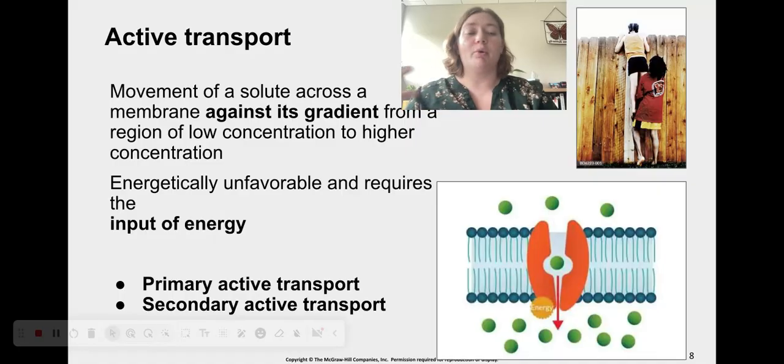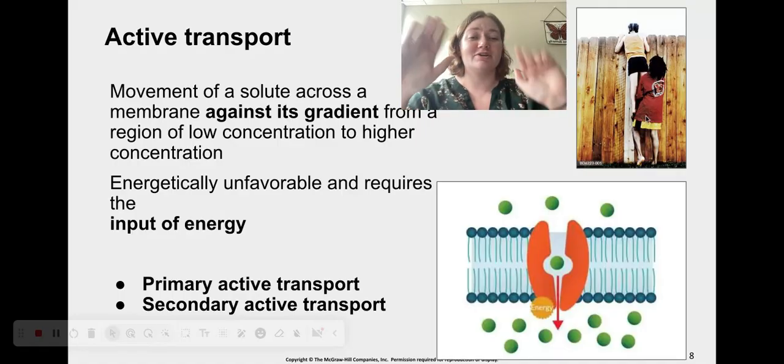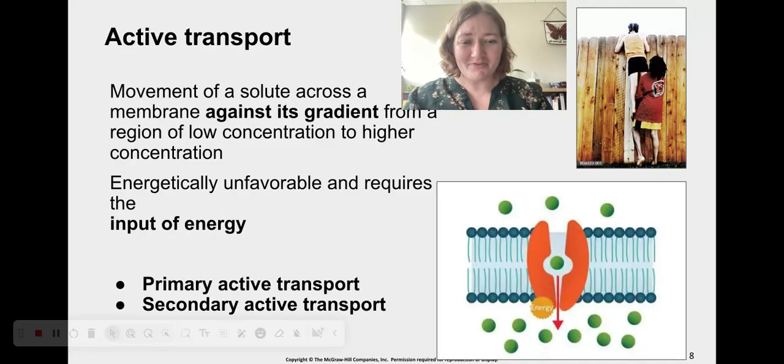All right, so if we're going back to our fence analogy here, we have our fence, right? There's no gate in the fence, but there is a way across. You just have to have somebody to help you out, somebody else to give you a push, give you that burst of energy to get up and over the membrane. All right, up and over the fence. So this would be our active transport.